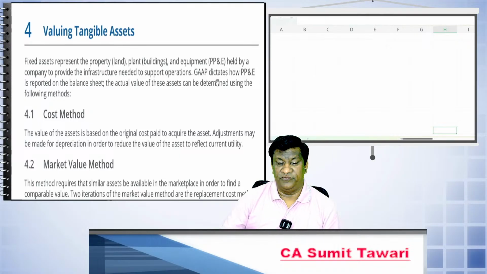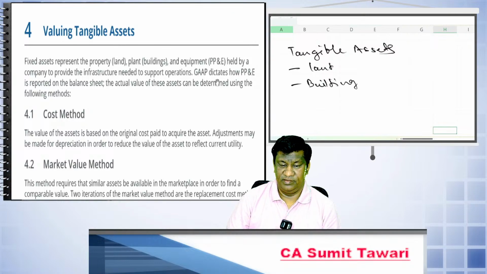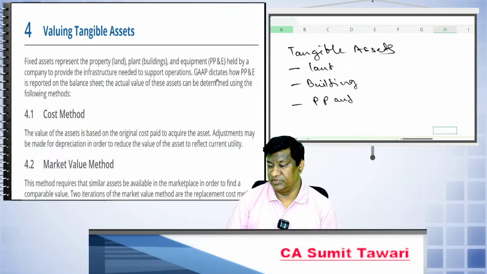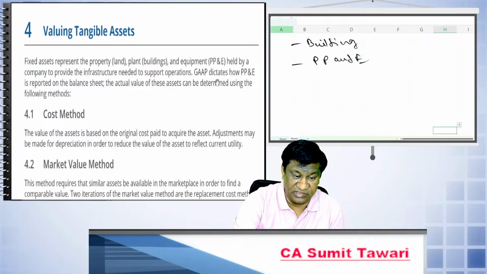Okay. Now the value of tangible assets. What are tangible assets? Anything which has a physical existence, and we can see visually. Okay, so land, building, property, plant and equipment. These are all tangible assets. Okay. So how can we calculate? So first is basically the cost method.